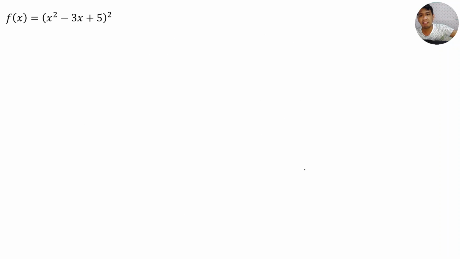And what if I have x squared minus 3x plus 5 raised to the second power? So we have a principle in algebra. Since this is raised to the second power, we have a plus b plus c raised to the second power is equal to the square of the first plus the square of the second plus the square of the third plus twice the product of the first and the second plus twice the product of the first and the third, and finally twice the product of the second and the third term.